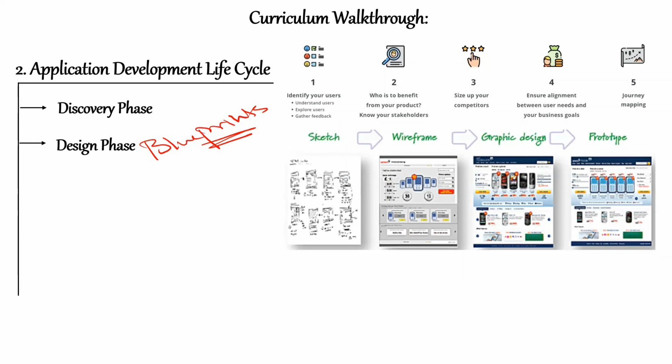There are various stages. Number one, sketching, wireframes, graphic designs, prototype. We would be covering each of these stages in detail. For instance, what is sketching? Sketching would be like drawing your application layouts. You can see there are so many layouts of one single application. These are representing different screens. This could be the login screen. This could be the home screen.